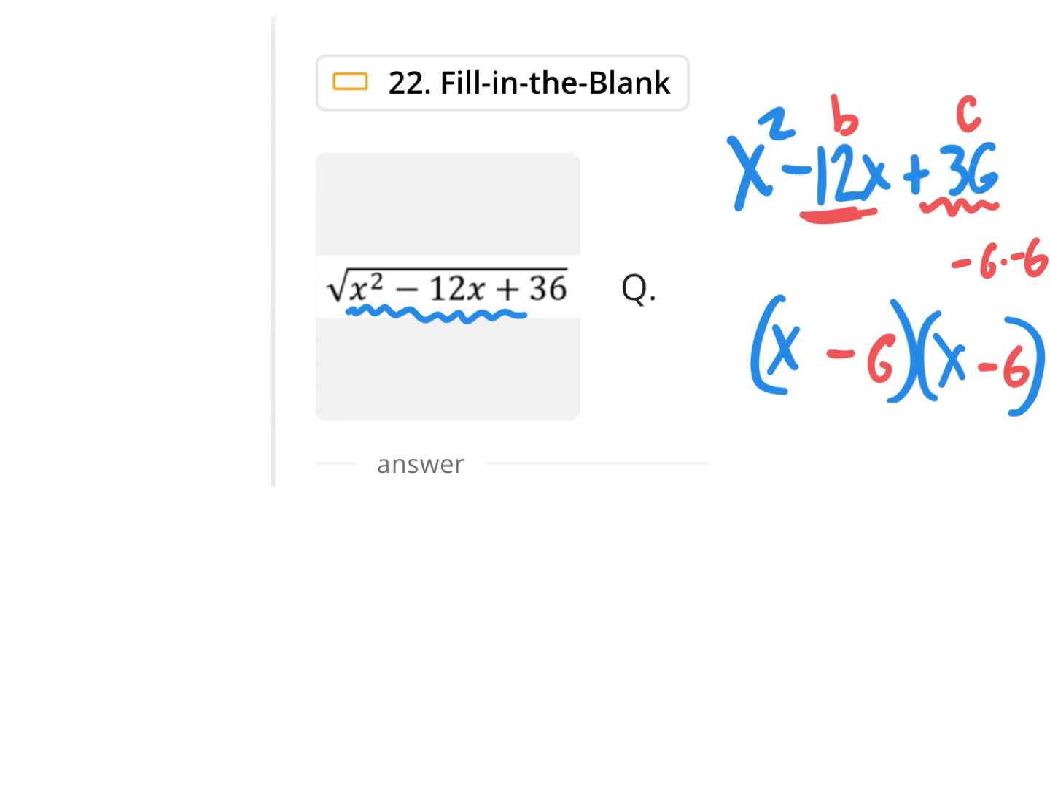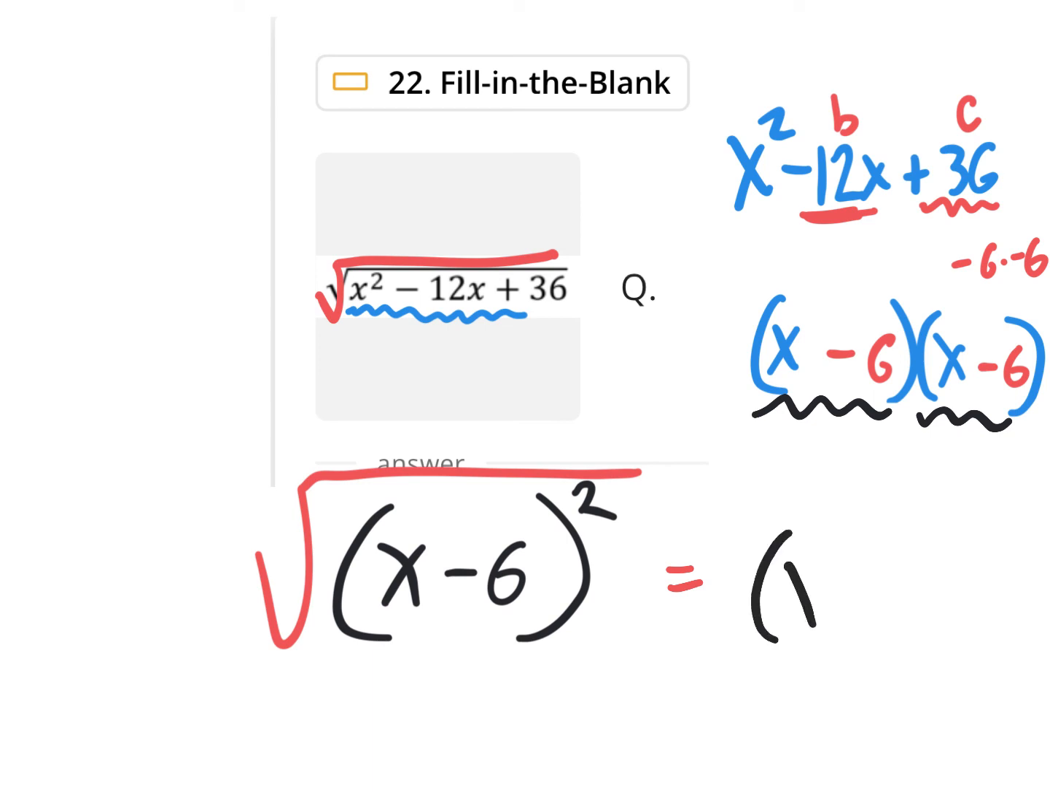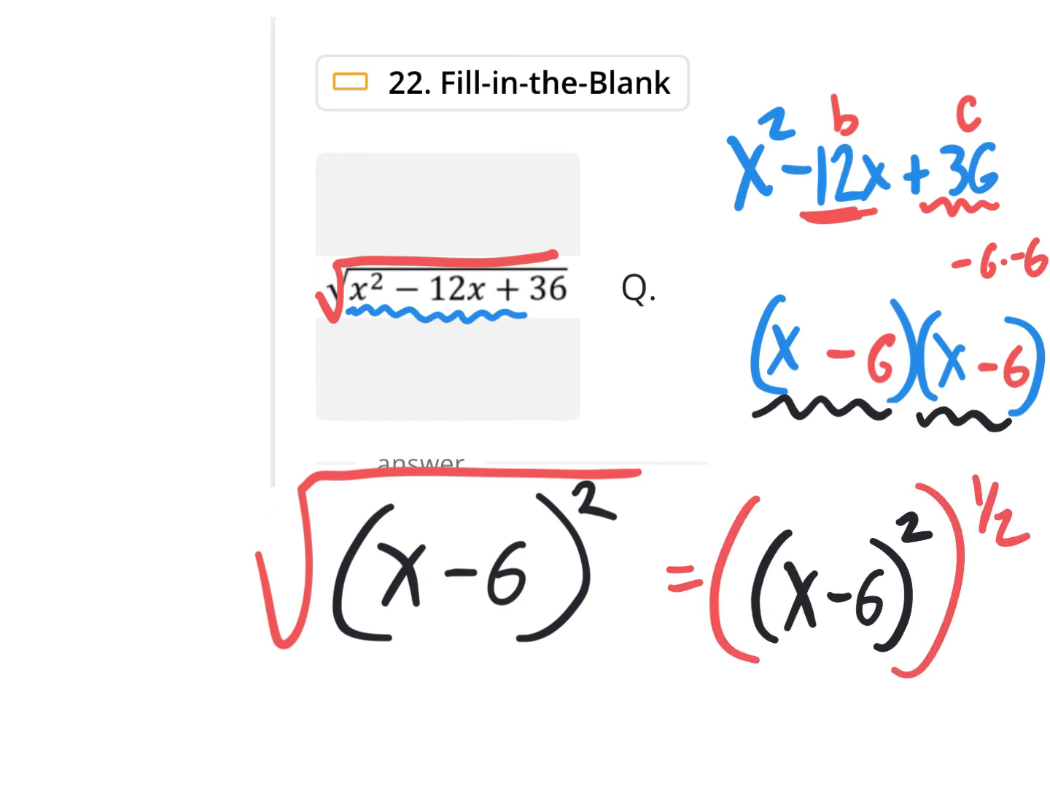So what we're going to do is rewrite this as x minus 6 to the second power, okay? Now notice that there is a square root on the outside of the whole thing. So all of that binomial x minus 6 to the second power is inside the square root. Now, what we're going to do here is rewrite it again as a rational exponent. We have the x minus 6 to the second power to the power of 1/2, right? The square root is the same thing as the power of 1/2. And a power to a power you multiply, so your final answer is x minus 6.